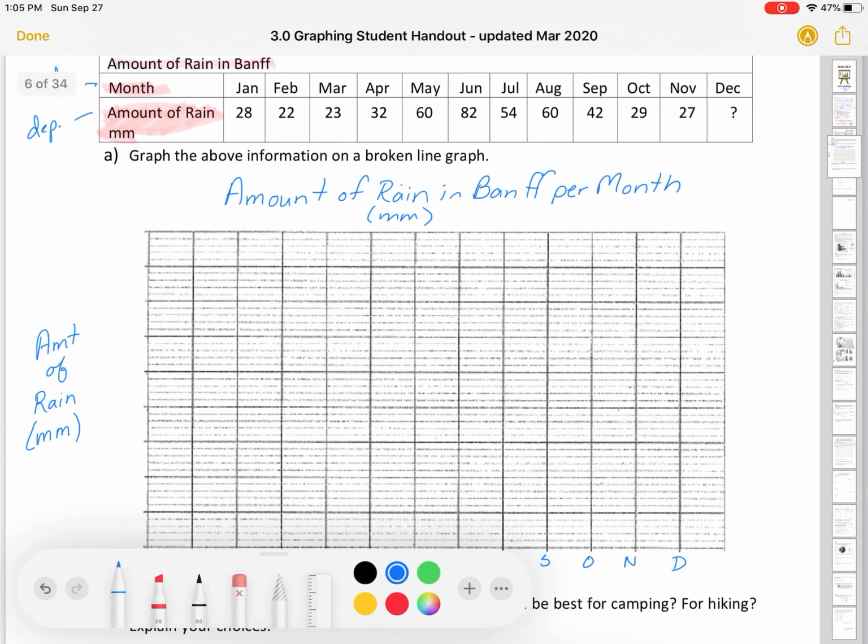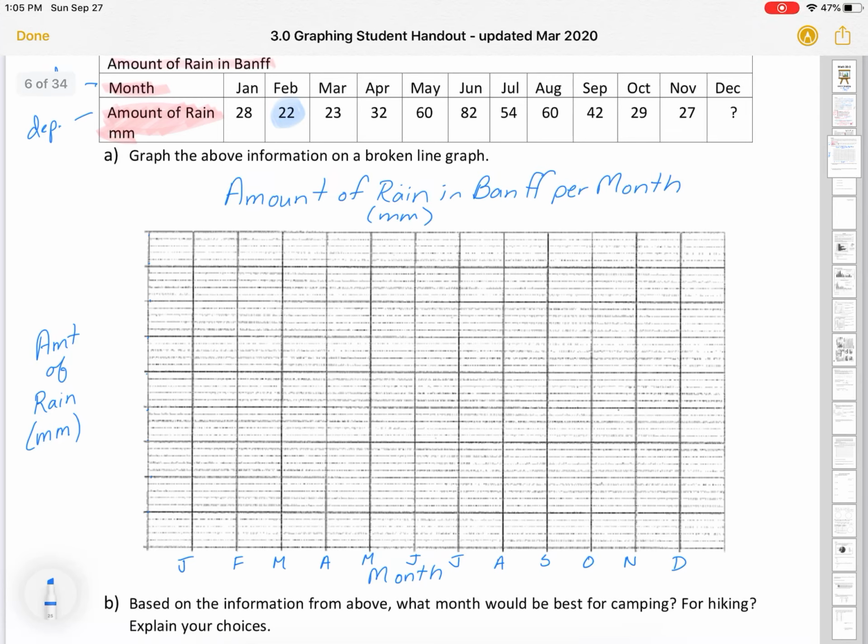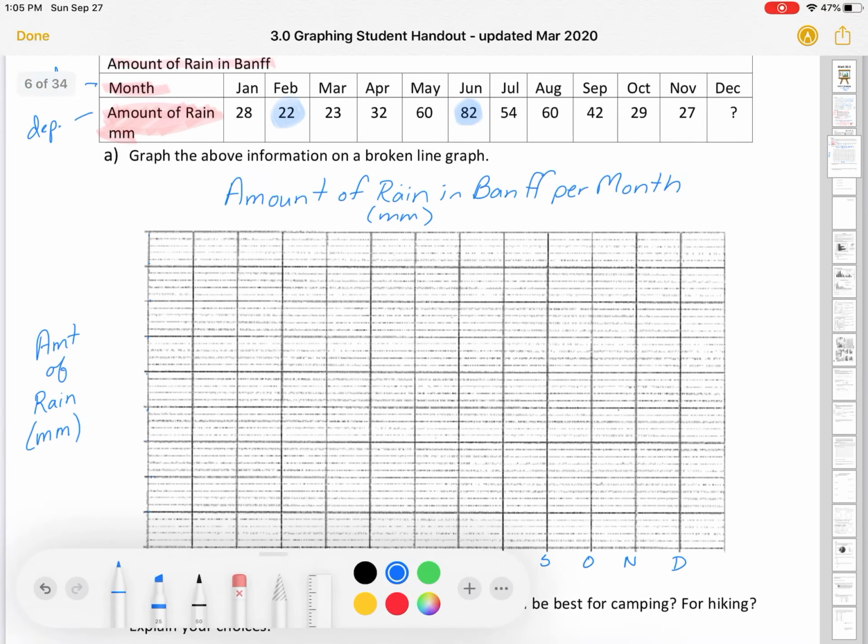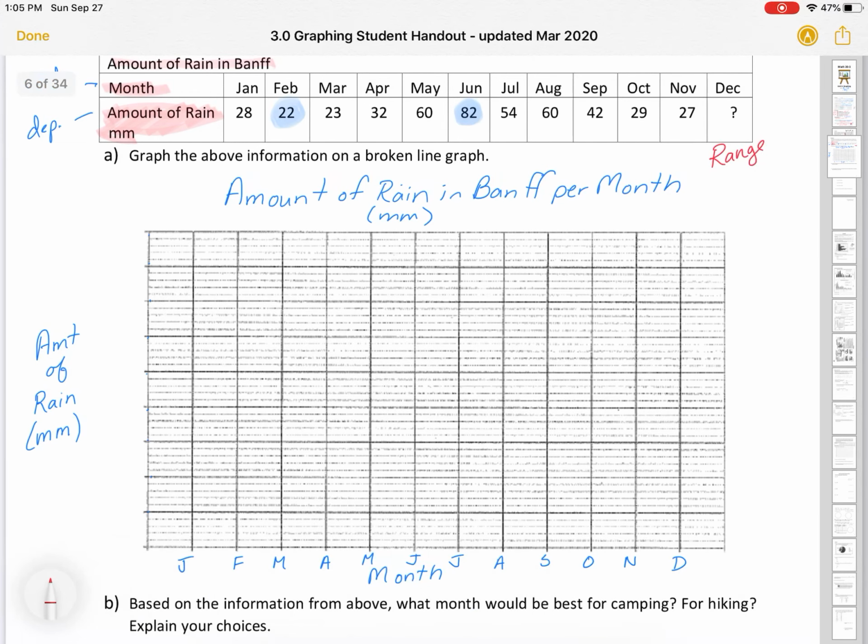For the millimeters, though, for the rain, we want to figure out what is our range. Well, my lowest rain is 22 and my highest is 82. So my range is 82 minus 22, which is 60. Now on the side I have 1, 2, 3, 4, 5, 6, 7, 8, 9. So I can cover up to 80. I can just start it at 0 and go up by 10. 10, 20, 30, 40, 50, 60, 70, 80, 90. Every once in a while I do that, I write something wrong.